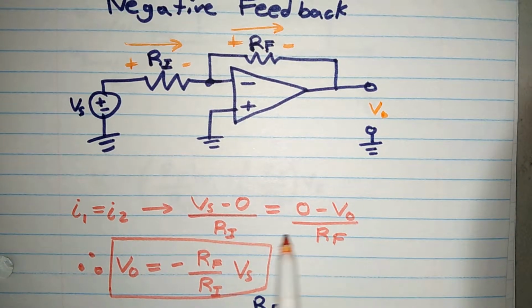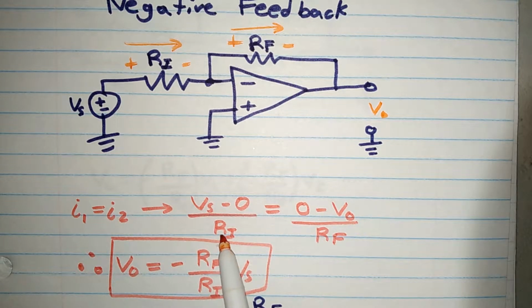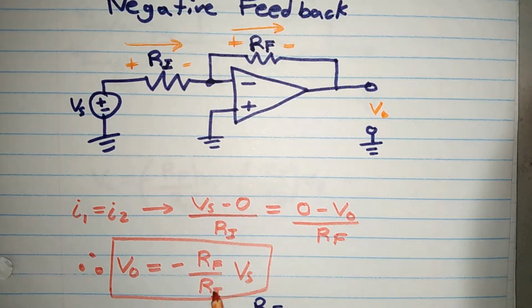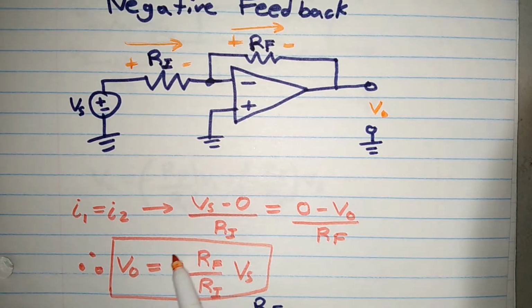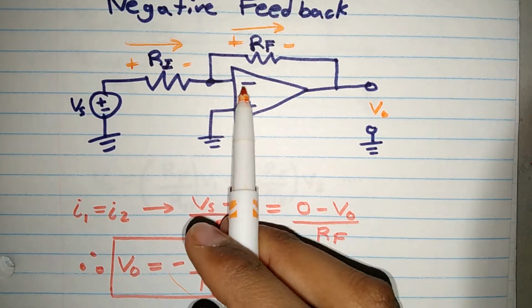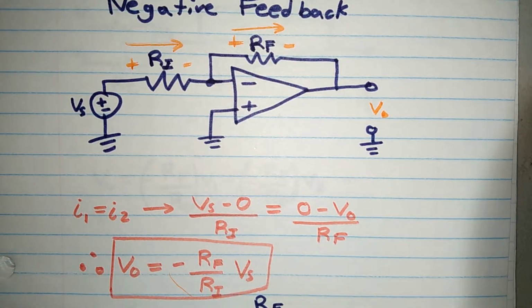If you rearrange this equation and put the RF over here, you have RF Vs over Ri, and this is negative, so just multiply by negative. You have Vo equal to negative RF over Ri times Vs. This over here is your gain. And you can see this is negative. What does that mean? This is an inverting amplifier. And you can see that because the Vs is attached to the inverting input, the negative.